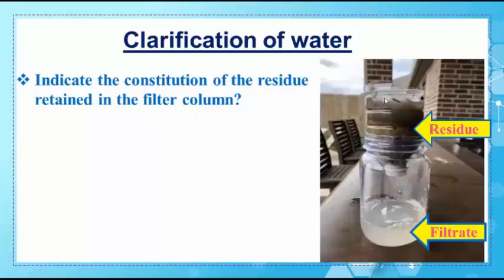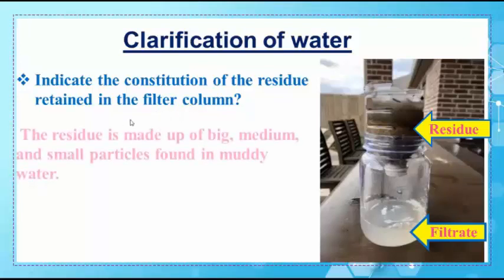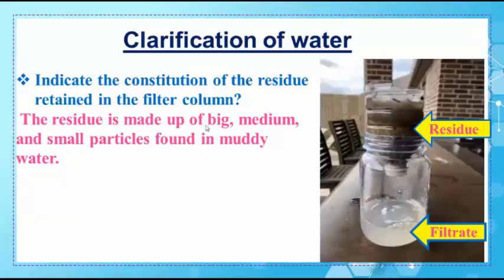Remember, the filter column is made up of 3 layers. The first layer collects the large particles in the muddy water. However, the second layer collects the medium-sized particles in the muddy water, and the third layer collects the small-sized particles in the muddy water. So, what is the constitution of the residue retained in the filter column? Excellent! The residue is made up of big, medium, and small particles found in muddy water.